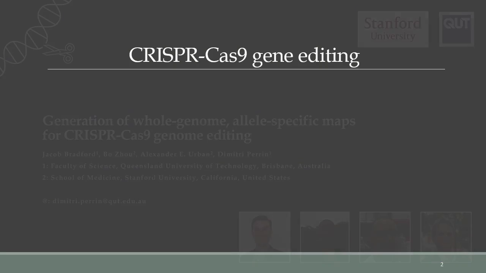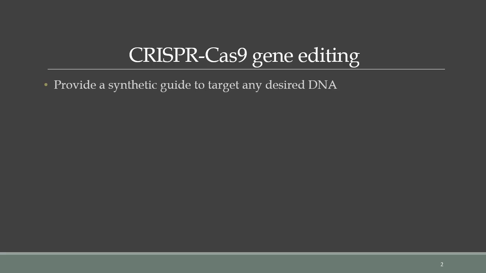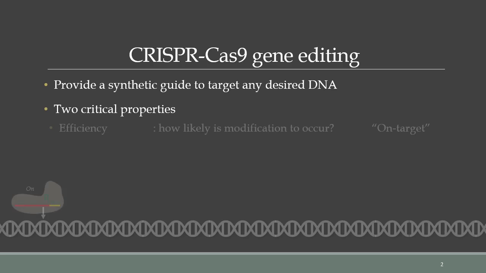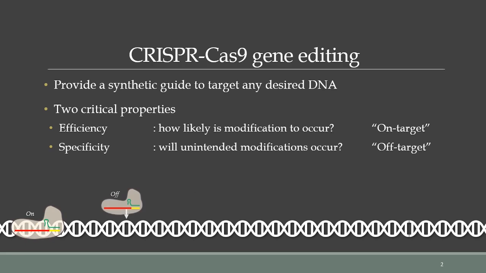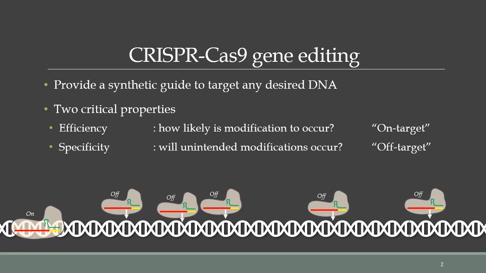You might be asking, what is CRISPR-Cas9? It is a genome editing technology that we can direct to modify any DNA. To direct Cas9, we need to provide a synthetic guide sequence that is 20 base pairs in length. There are two critical properties that we must consider when designing the guide RNA sequence. The first being efficiency, which looks at how likely is modification to occur, which we also call on-target. The other is specificity, which looks at the risk of modifying elsewhere apart from the desired on-target site.